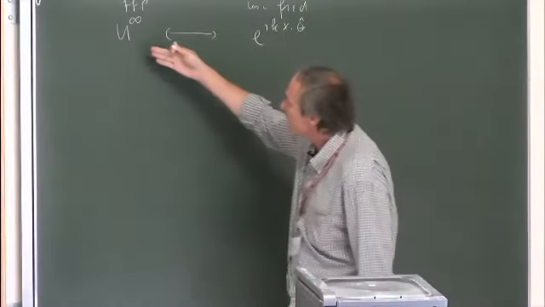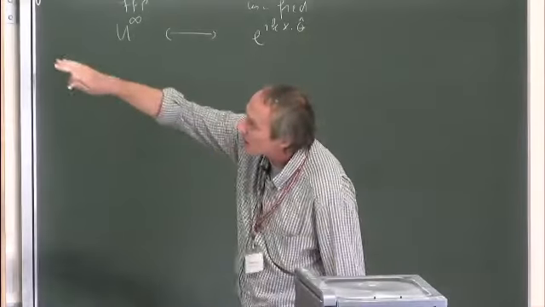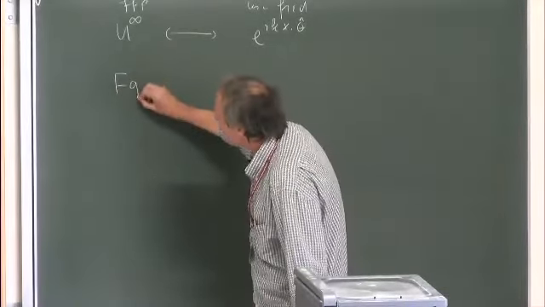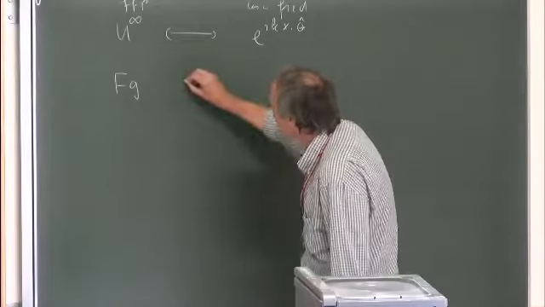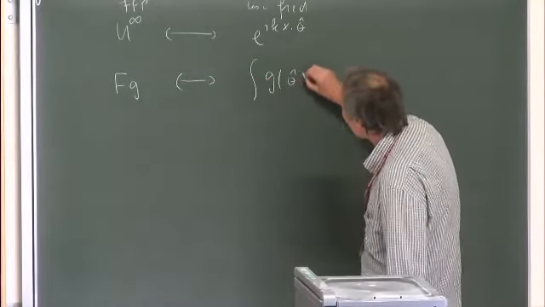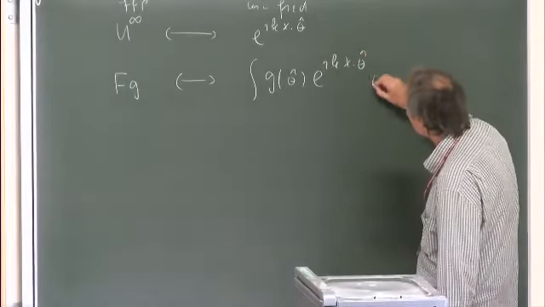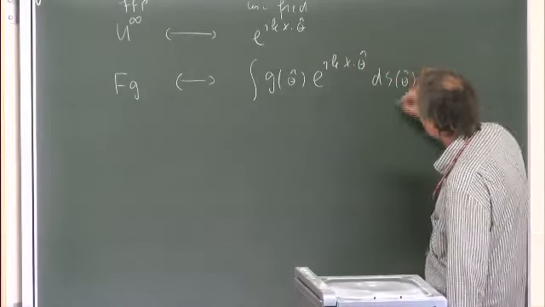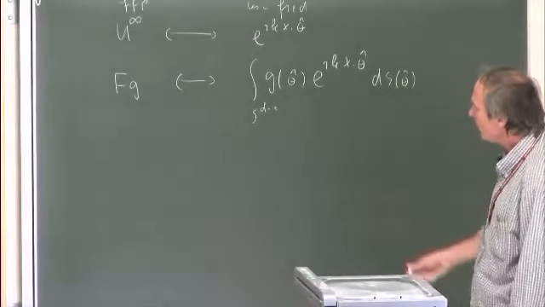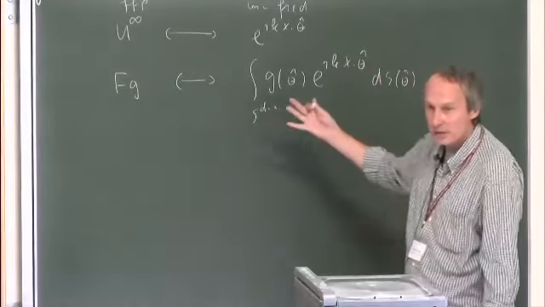So if you multiply that by g and integrate, then you have here Fg, and that corresponds to the function g of theta hat, e to the i k x times theta hat, d s of theta hat over S^(d-1). So yeah, that's just superposition of that.